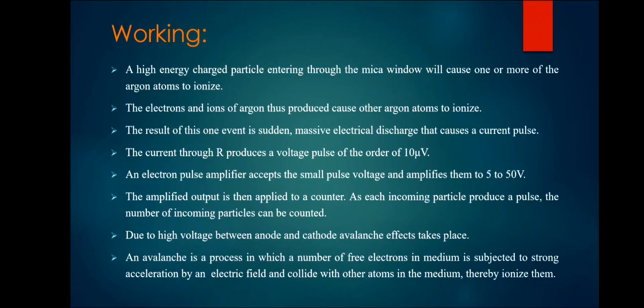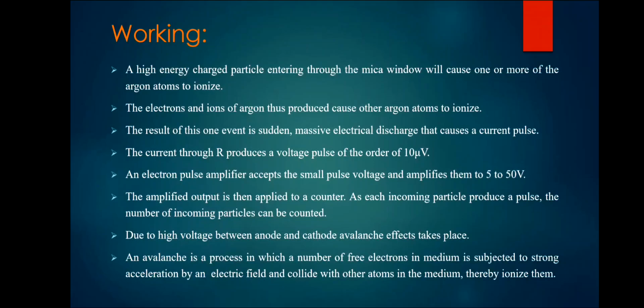So this 10 microvolt is a very small pulse. An electron pulse amplifier accepts the small pulse voltage and amplifies it to 5 to 50 volt. Then the amplified output is applied to the counter. As each incoming particle produces a pulse, the number of incoming particles can be counted. Due to the high voltage between anode and cathode, an avalanche effect takes place.